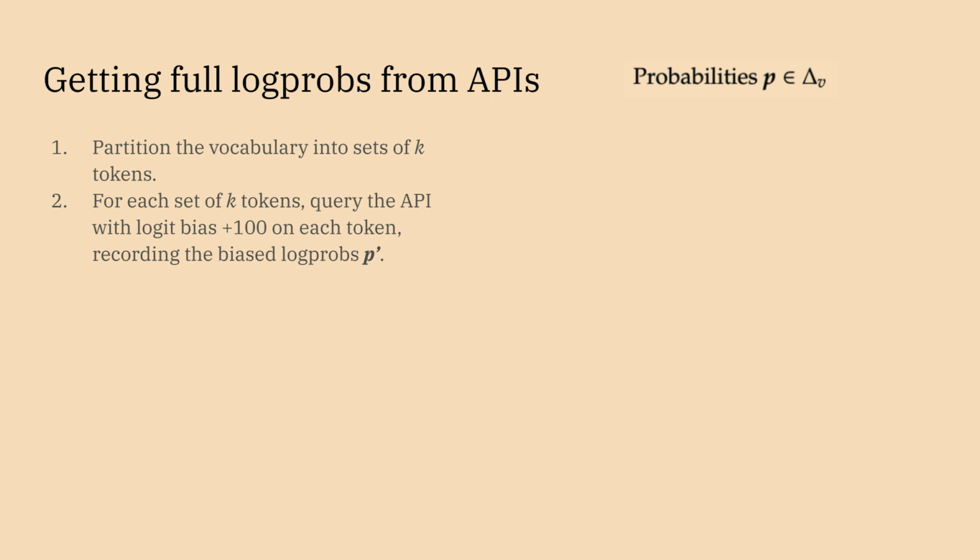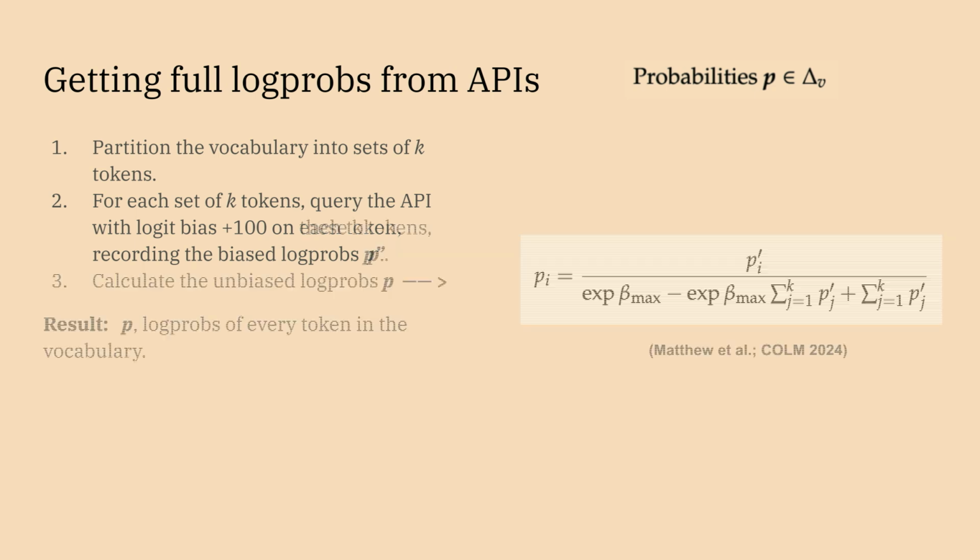And then we have this paper, along with some prior work, that shows that with certain algorithms, an expensive one and a cheaper one available today, you can actually recover the full logprob over the entire token vocabulary. We're talking about hundreds of thousands of tokens in the vocabulary. You basically go through the vocabulary, partition it into sets of K tokens each, and then query the API with the logit bias feature on each of the tokens in those sets. Then you can get the biased logprob P prime. Through these algorithms, whose details can be found in the paper, you can recover the unbiased logprob. This unbiased logprob gives you the entire log probability over hundreds of thousands of tokens in the vocabulary for each input.